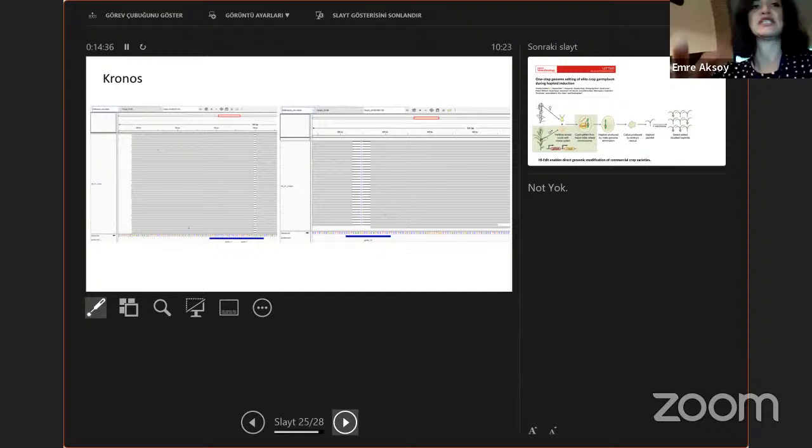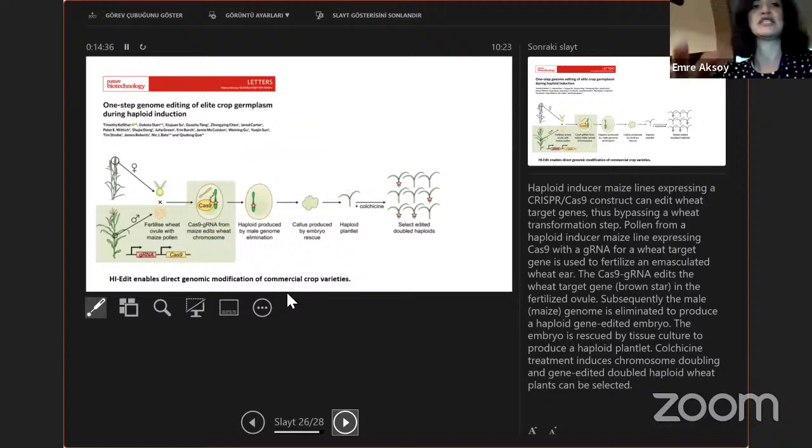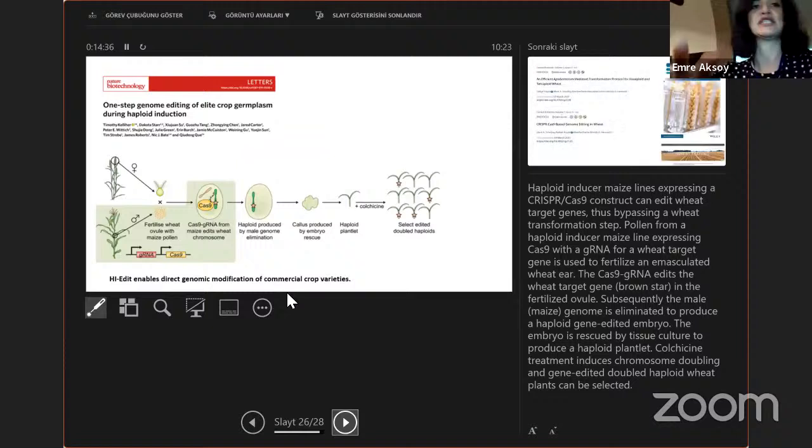Now, we are working on another system as well, because we always use the transformation system and tissue culture. But this method, the HI-Edit protocol, allows us to produce edited lines. We may upload an edit with target genes. And in maize, you can see that it fertilized after maize chromosome elimination, we can get homozygous edits without any transgene in it.